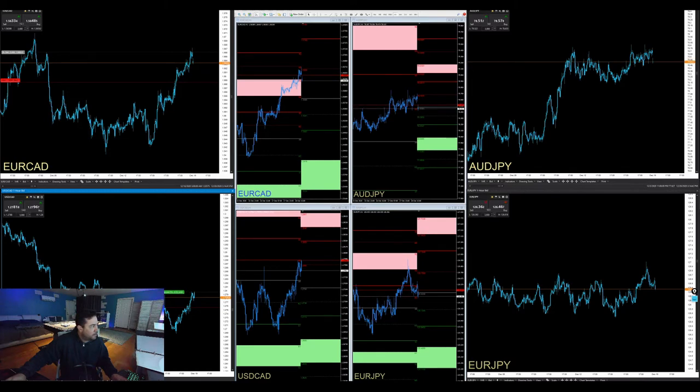My entry is right up in here, and the red line is my alert for my central pivot. I'll place that right over there. I still have a pending order open right now in the EuroCAD. And watching closely here on the euro yen, what I'm going to do right now is pause the video, and if I have any reaction out of the euro yen or the Australian yen, then I'll start recording again.